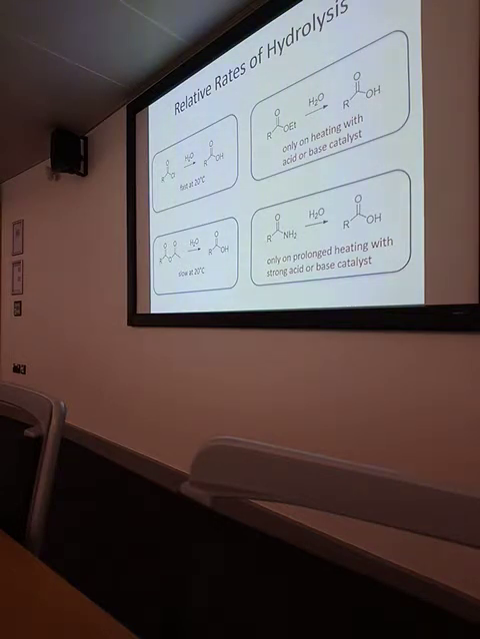So if you're thinking about making a compound and you need to hydrolyze an amide and you've got an ester present, that ester is going to get broken down long before your amide. So you need to bear in mind the reactivity of these types of different functional groups.